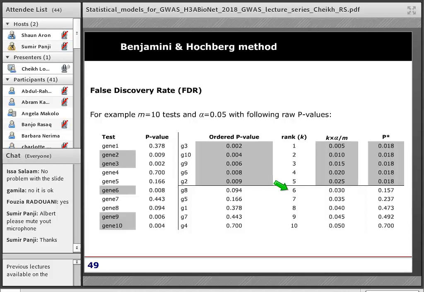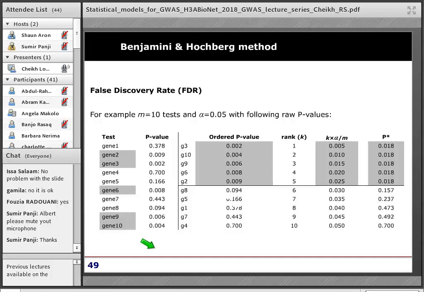So here is just an example of use of the false discovery rate. Consider you have 10 SNPs, so m equals 10. You have 10 tests, and your threshold at the beginning is 0.05, the conventional one.